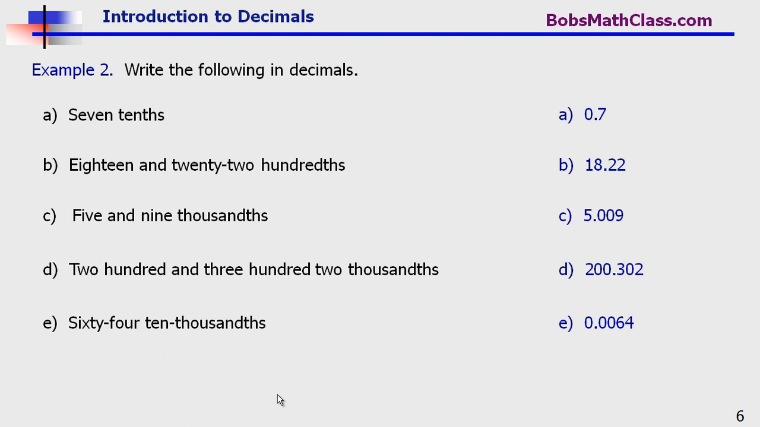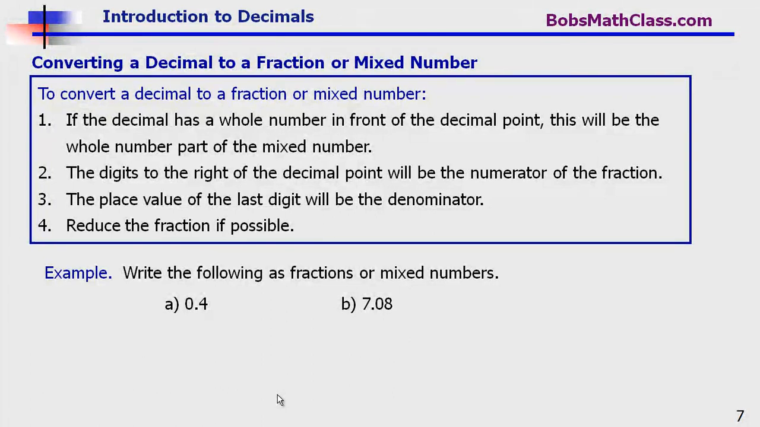Okay, let's go to the next slide. Converting a decimal to a fraction or a mixed number. So here's our relationship where we're changing now a decimal to a fraction. If the decimal has a whole number in front of it, that's what's going to give us a mixed number. If there is no whole number in front of it, it's not going to be a mixed number.